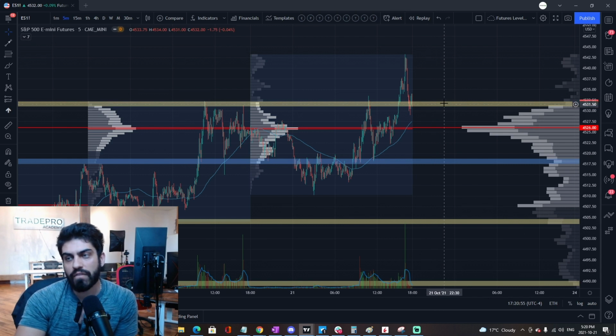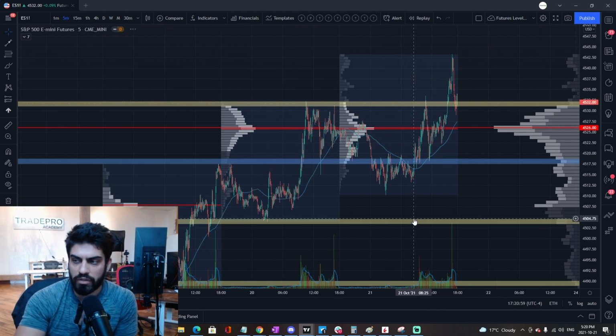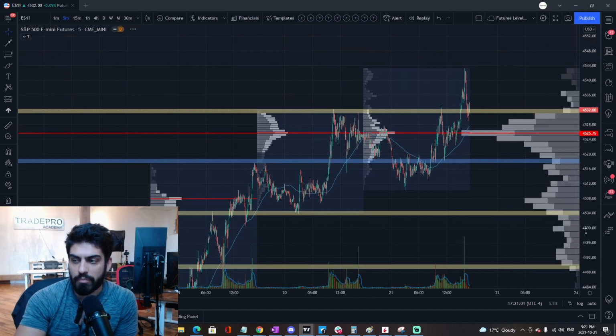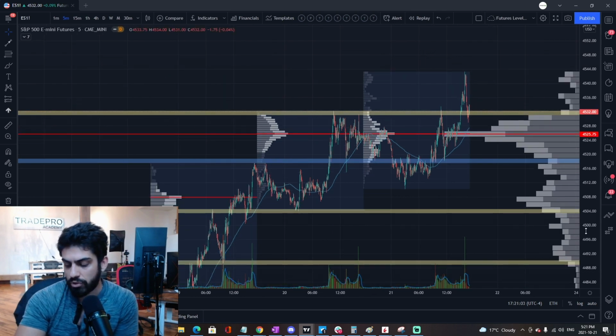So again, how do we find the upside targets and the downside targets? One, we can find them with market structure. Two, we can find them with the ledges that separate distribution from distribution.